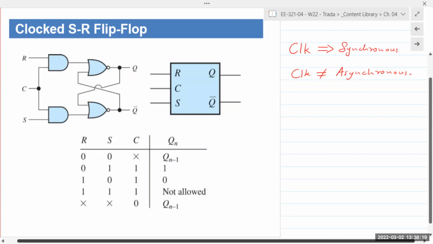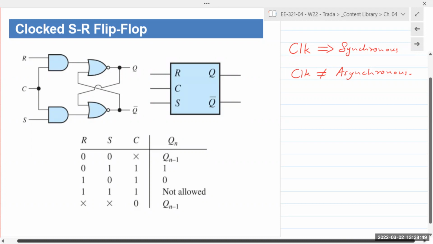So when it's 0, it doesn't matter what R and S are, the output is unchanged. Output doesn't change, so it's Qn minus 1. You could have 4 different inputs here, 0 0, 0 1, 1 0, 1 1, but it doesn't really matter. Does that make sense to everyone? If clock is 0, everything is kind of disabled. Output remains unchanged. Now, if clock is 1, well, then the rest matters.